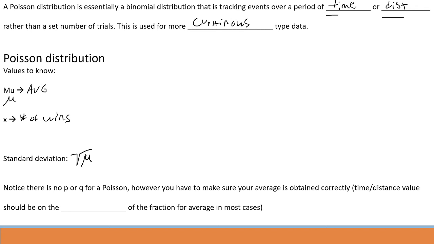So if you root mu, you get the standard deviation. There's really no other trick to that because you only have 2 values to work with anyway. So there's no n, there's no p, and there's no q. It's just mu and x.